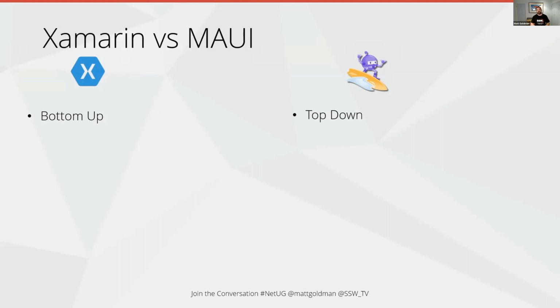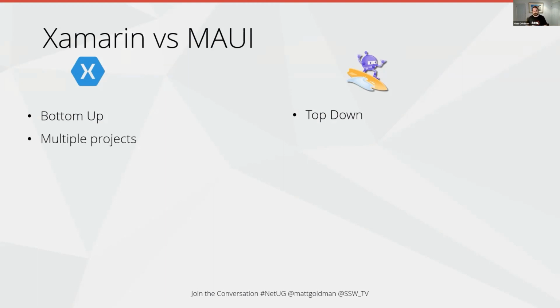MAUI is top down, like I described in the last slide, the opposite of that. Underneath, in terms of how the plumbing works, it still works the same way. You've still got the operating system APIs, and the Mono runtime and whatever else on top of that, abstracting those out to .NET. But in terms of how you as a developer approach it, it's top down. You're not writing an Android app or an iOS app, you're writing a MAUI app, and then you can target it at those platforms when you want to release or build it for them.